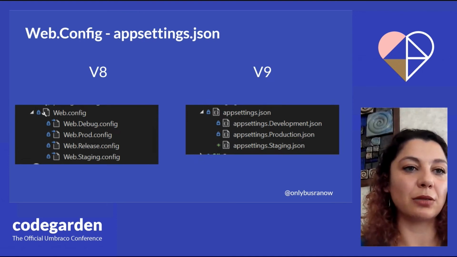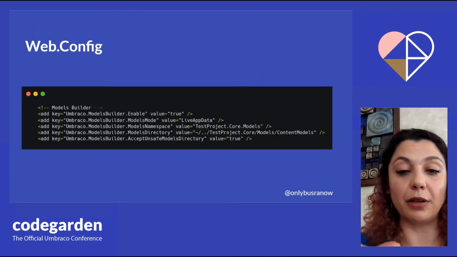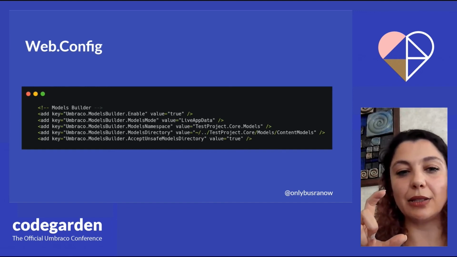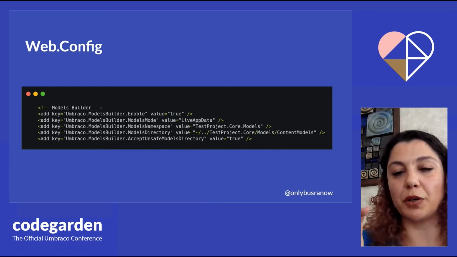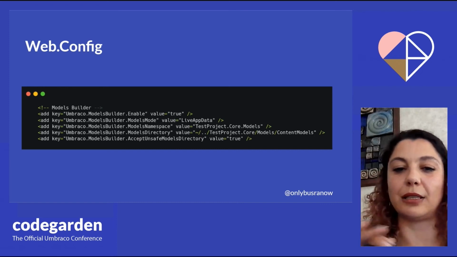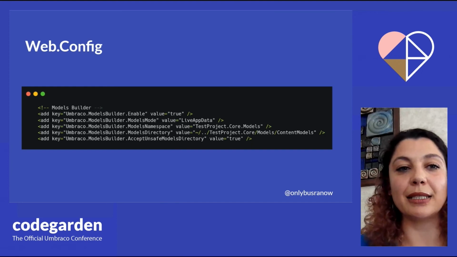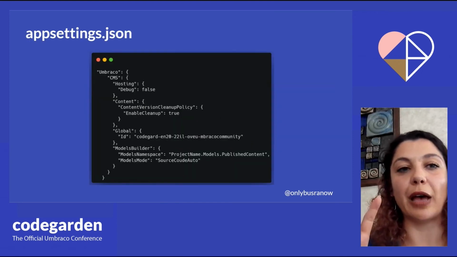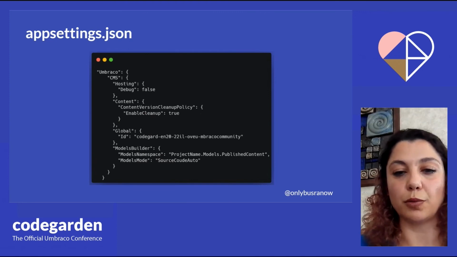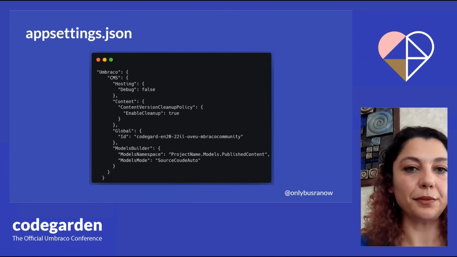Let's move on to this. This is web config, how it looks, just a portion of a web config file. It shows Models Builder stuff, and I'll be coming to that in a bit to tell the difference. And this is a portion of the appsettings.json file in version 9 and plus. And this one also has Models Builder here as well.